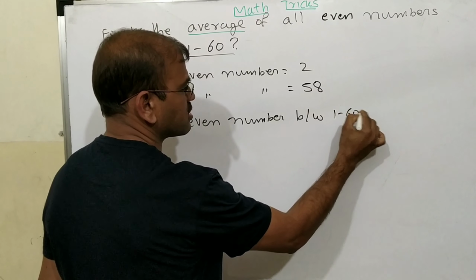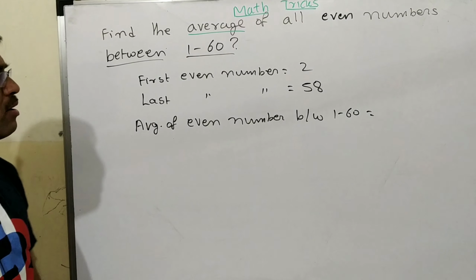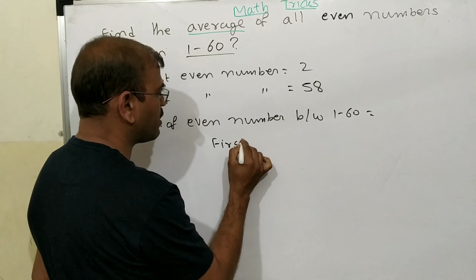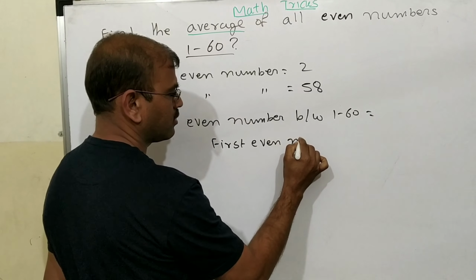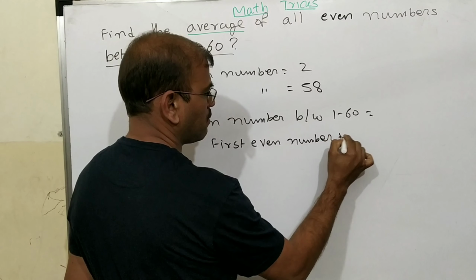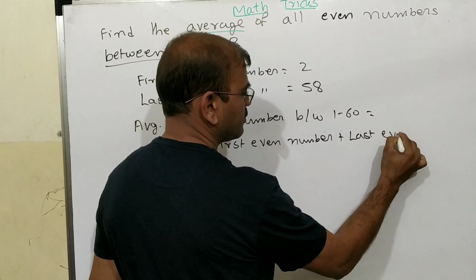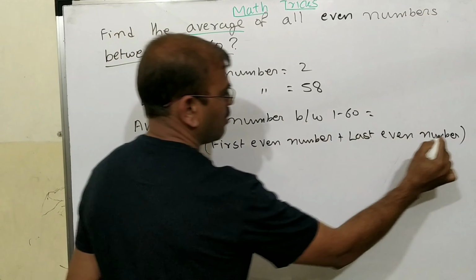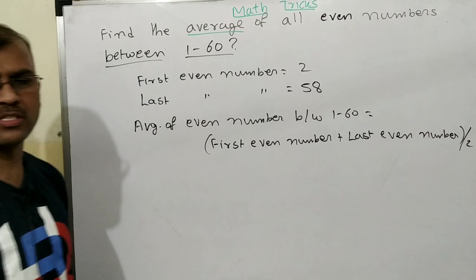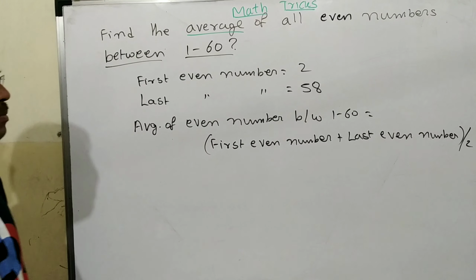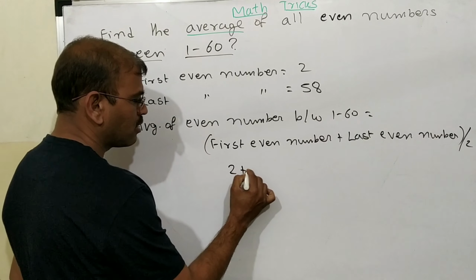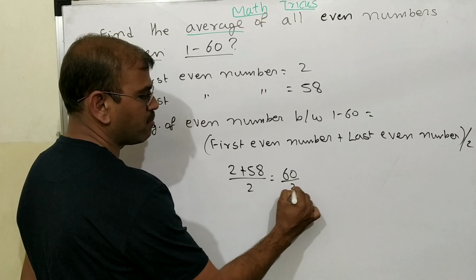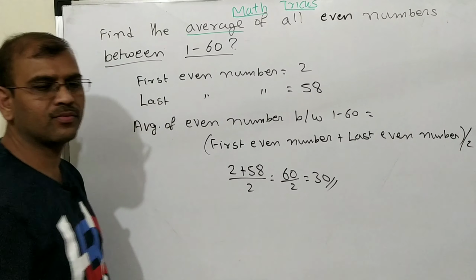Now we have to find the average of the even numbers between 1 to 60. We'll write first even number plus last even number upon 2. How much will you get? 2 plus 58 divided by 2, that is 60 divided by 2, so you are going to get 30.